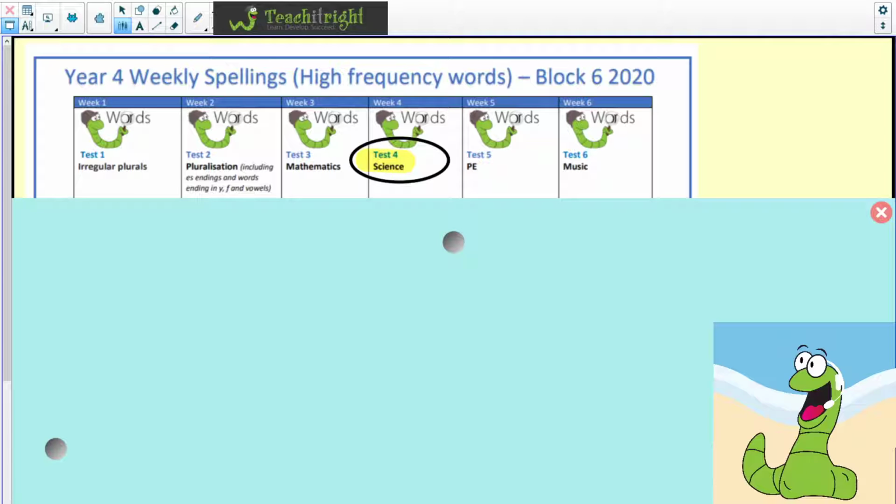Number 7, I'd like you to write the word pressure. Number 8, reproduce. Reproduce. Write the word reproduce. Now your 2 red words this week. Number 9 is thermometer. Thermometer. It's a good word to know how to spell. Write the word thermometer.